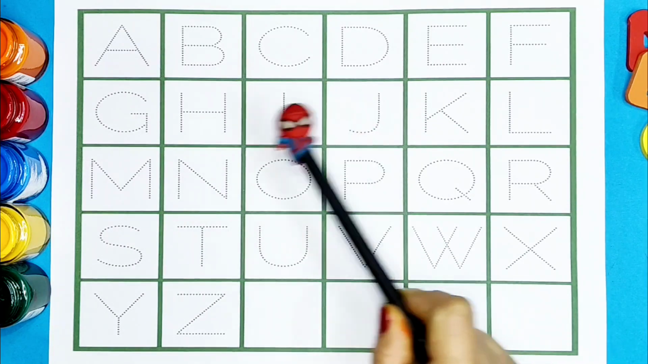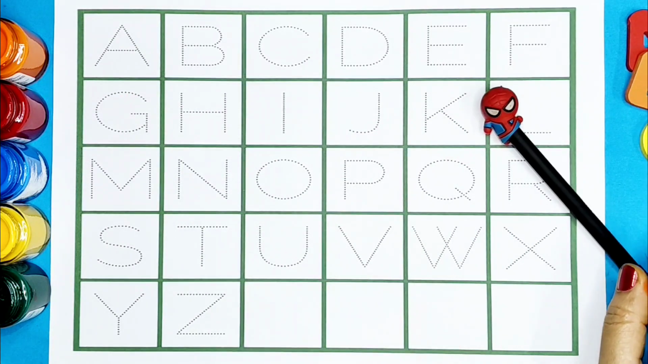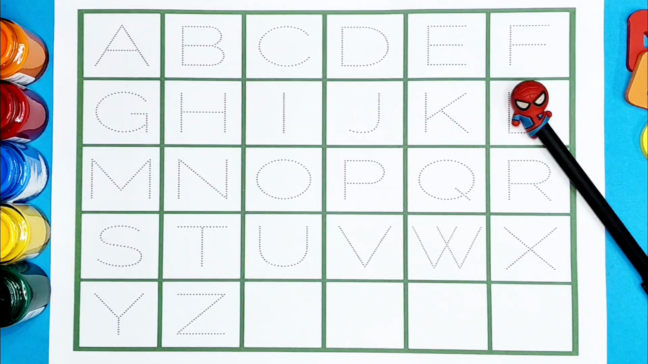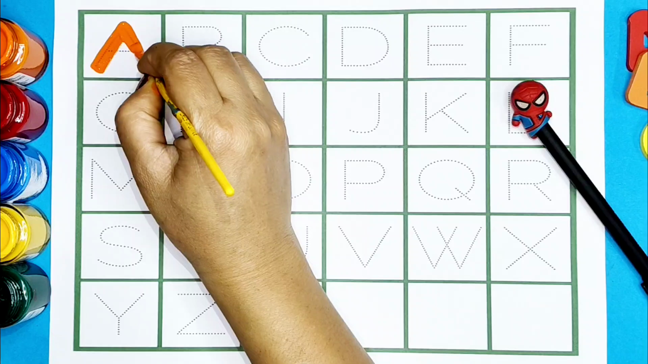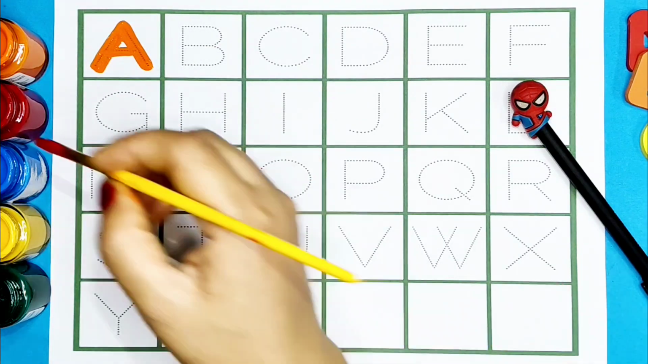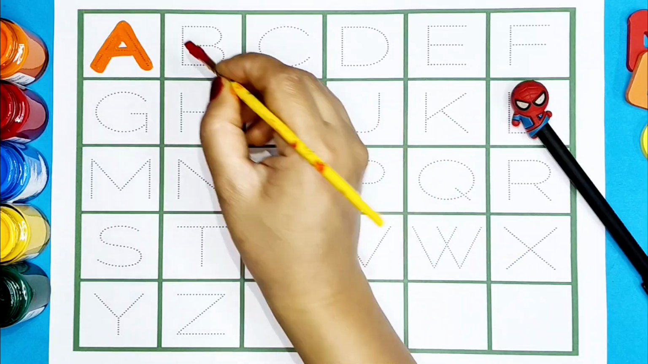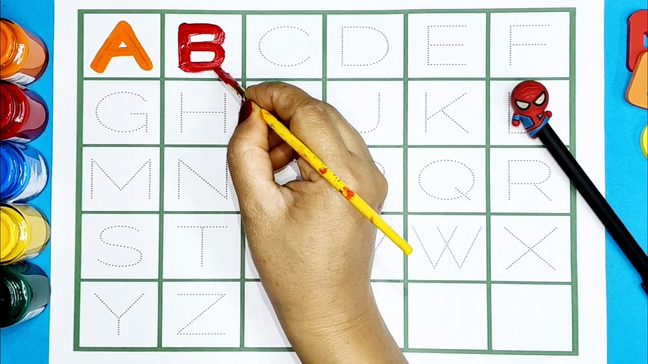Hello friends, today we are learning capital letter alphabet A to Z with color names. Let's paint. Orange color. A. A for alligator. Red color. B. B for backpack.